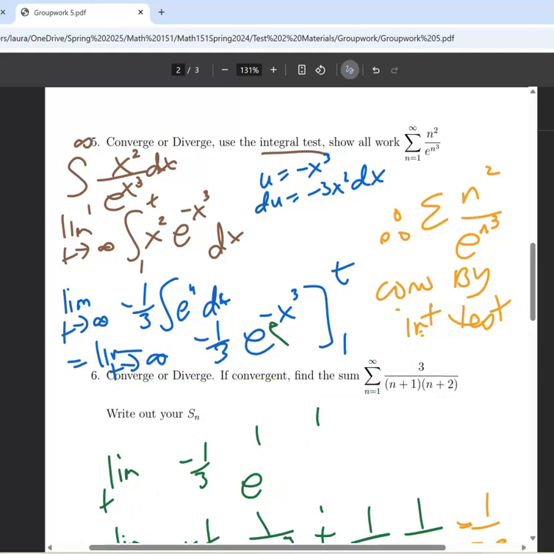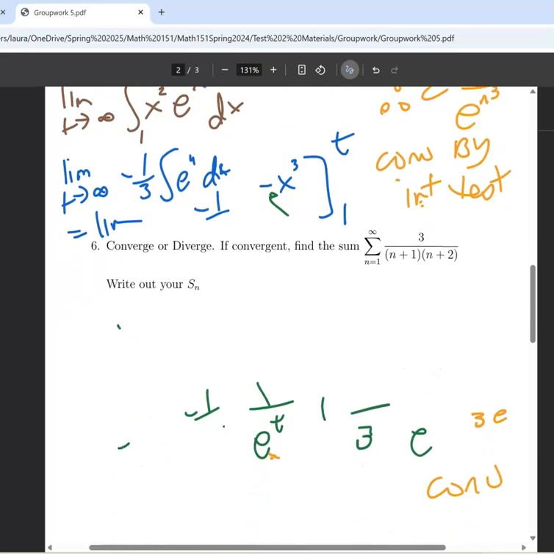All right, so here we have a telescoping sum. You know it's not geometric because it's not to the nth power. And so I'm going to be awarding points on quizzes and tests for you to write all the details out, and that means write out what the S sub n is.